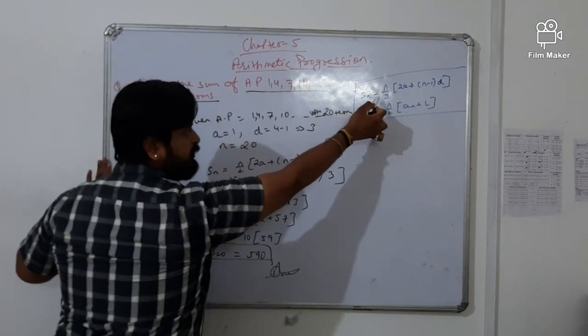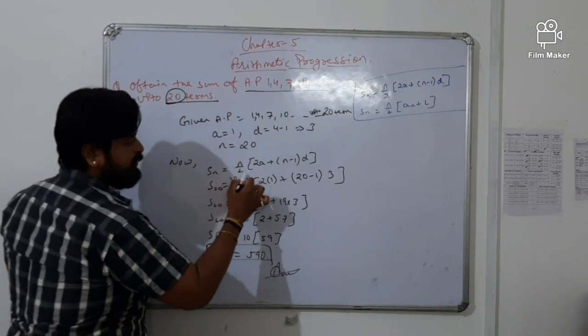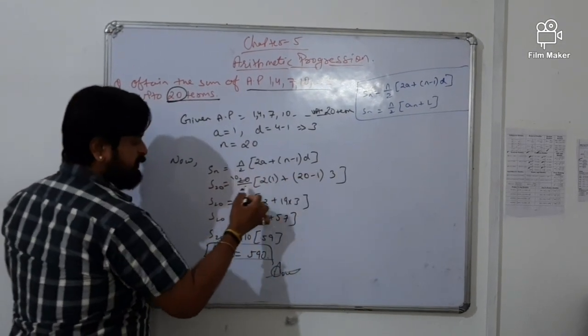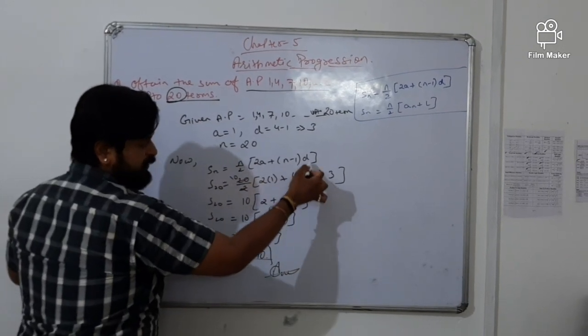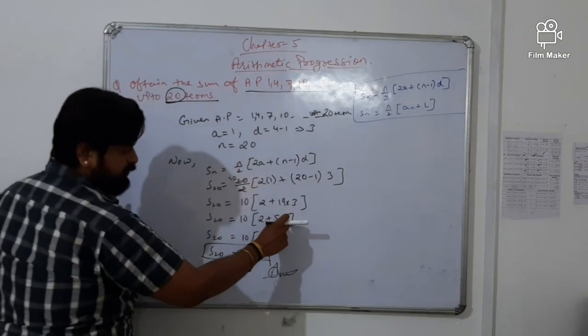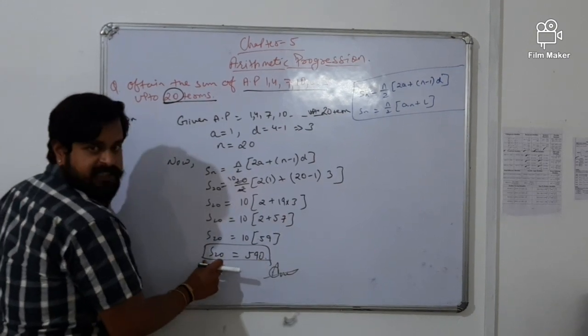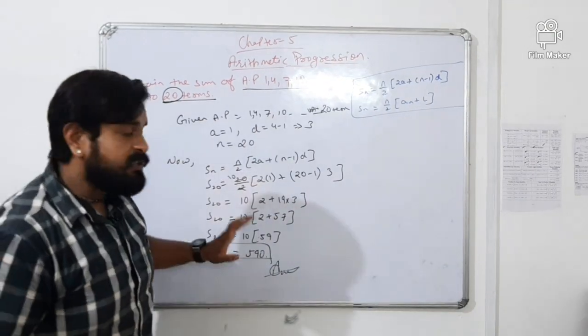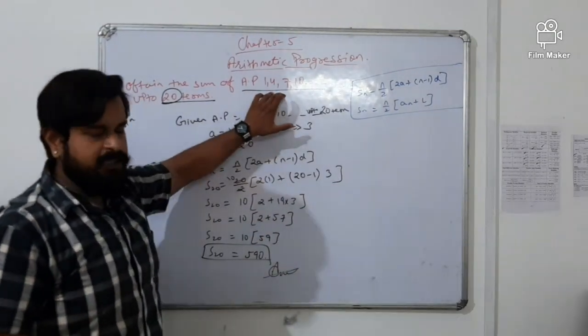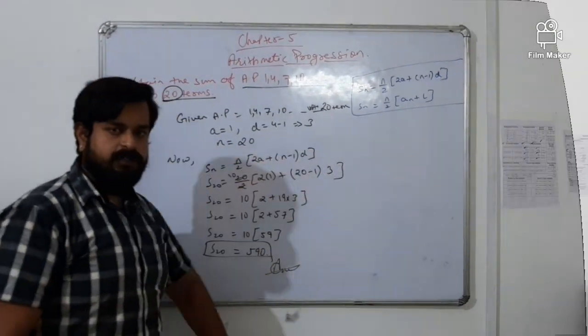Now use the formula. Sn is equal to N by 2, 2A plus N minus 1 D. Put all the values. N is 20, A is 1, N is 20 again and D is 3. Now after solving this we got the value of S20 as 590. So 590 is the sum of first 20 terms of this AP. So this is the solution of this question.